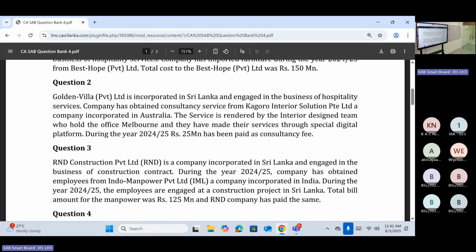Source in Sri Lanka means what? Sri Lankan income.